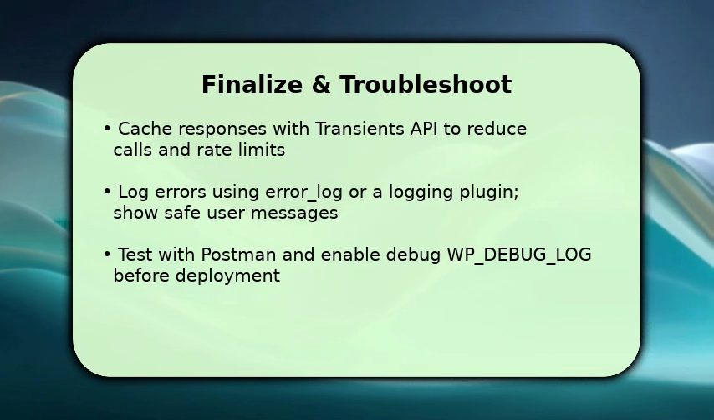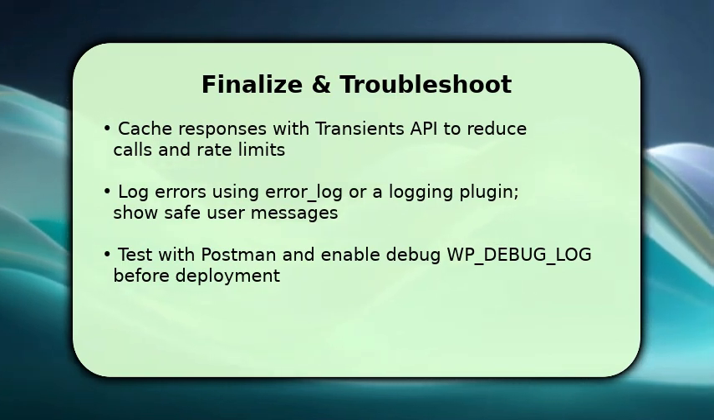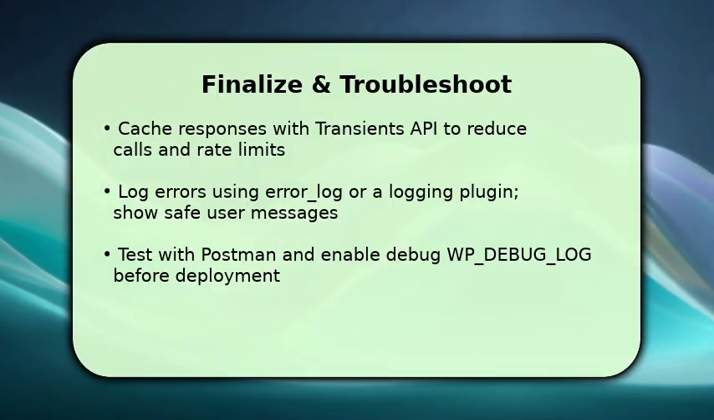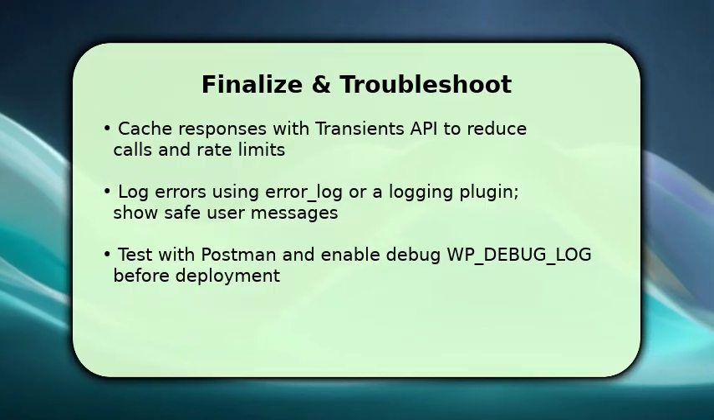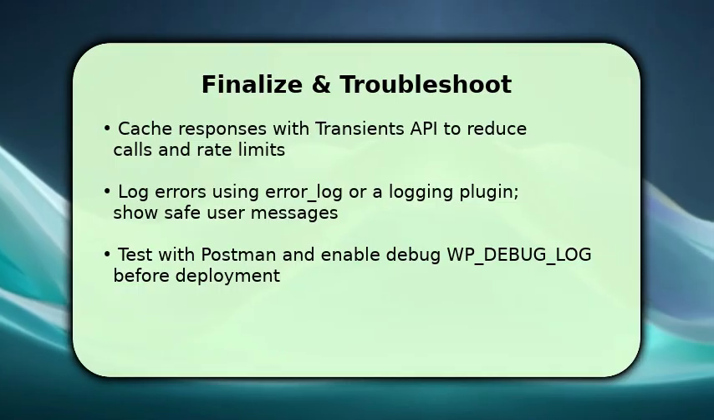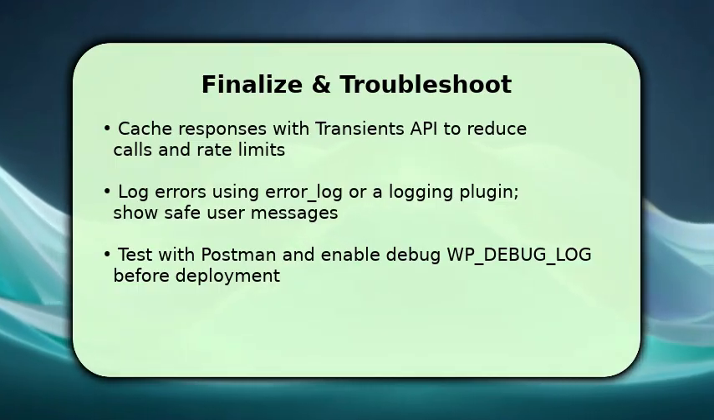Before going live, test every endpoint with Postman and enable WP_DEBUG and WP_DEBUG_LOG to capture issues. If you get auth failures, confirm time sync and token scopes. If you see 4xx or 5xx, inspect headers and payload formatting.